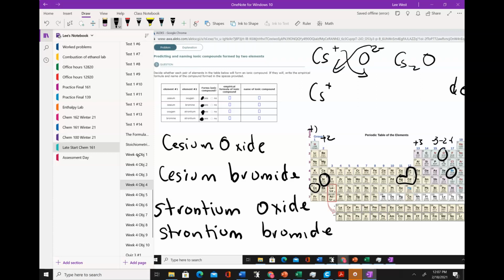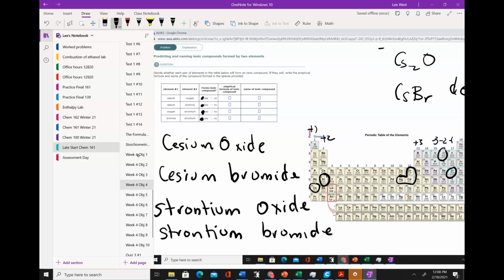All right, next one, we've got cesium still +1. Now we're with bromine. Bromine's in 7A, so it's -1. So those guys have equal and opposite charges, so they combine 1 to 1. Cesium bromide. Now we're going to be dealing with a bunch of compounds containing strontium, or 2 of them, not a bunch, but 2 of them.